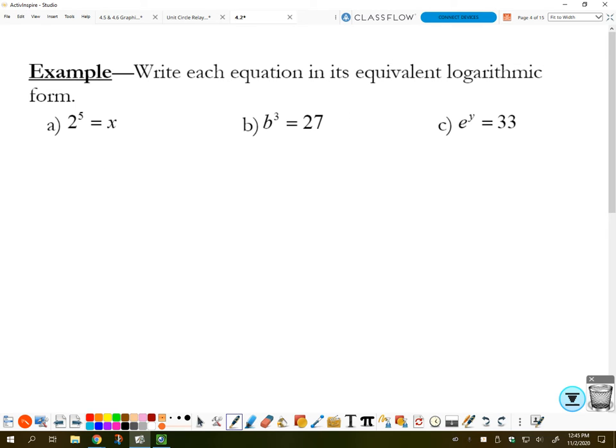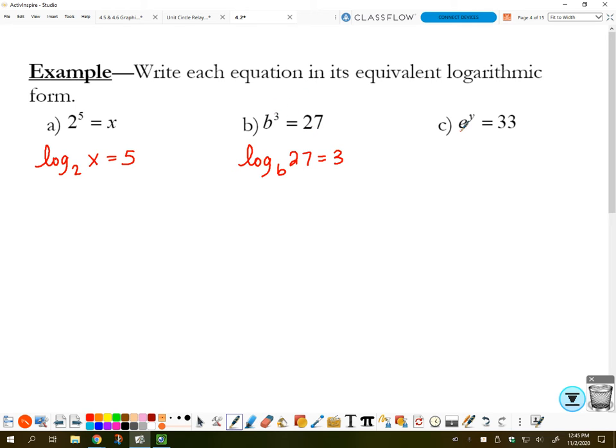Alright, so going the other way, if I give you the exponential, can you give me the log? So this would be log, remember the base stays the base, so we have log base 2 of x equals 5. Logs find exponents, so the exponent is the answer to the log. Alright, so this one's going to be log base b of 27 is equal to 30.